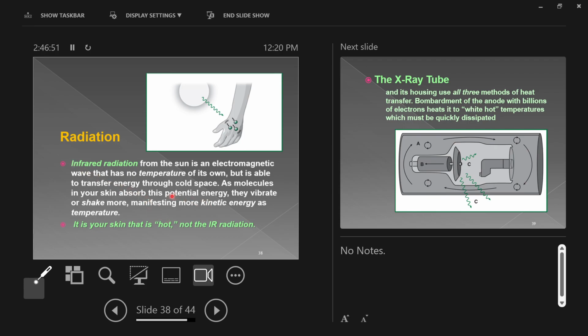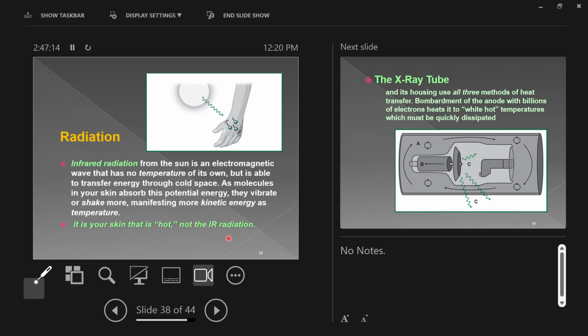Molecules in your skin absorb the energy. They vibrate and shake, manifesting more kinetic energy as temperature, okay? So, to be clear, it's your skin that's hot, not the radiation. Kind of cool, right? The sun's not carrying any heat towards you. It's got no intrinsic heat of its own going from it to us. We just jiggle more. Yeah, we vibrate more.